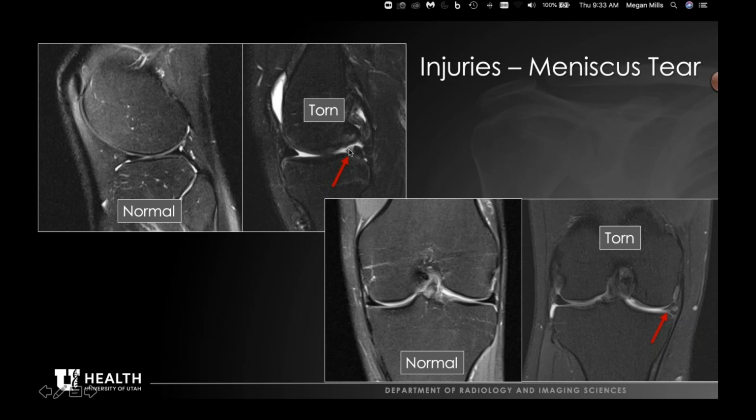but compare that to this side and we have all of this gray schmutz where we should have that normal black triangle. The reason the meniscus is black is because it's a relatively low fluid substance. There's just really not very much fluid in it at baseline, and so it should be dark on all of our sequences. So again, on the coronal plane, we see nice sharp triangles, both medial and lateral, and we kind of lose that nice black triangle. We have some areas of increased signal within the meniscus itself, and that's a meniscus tear.